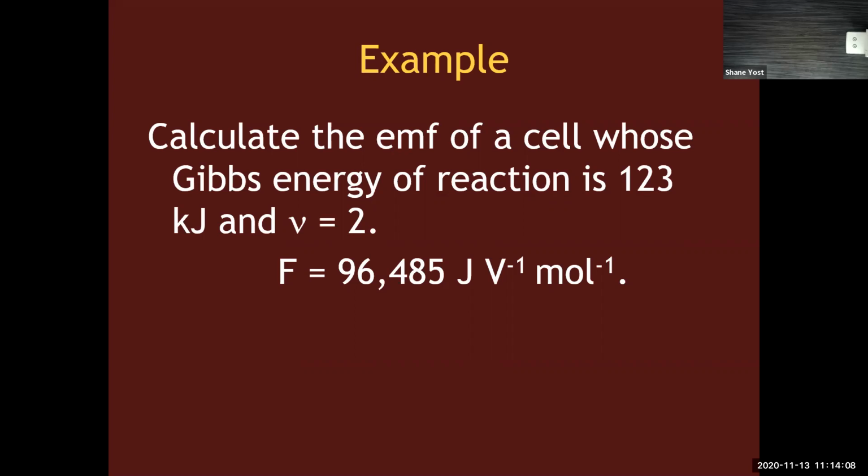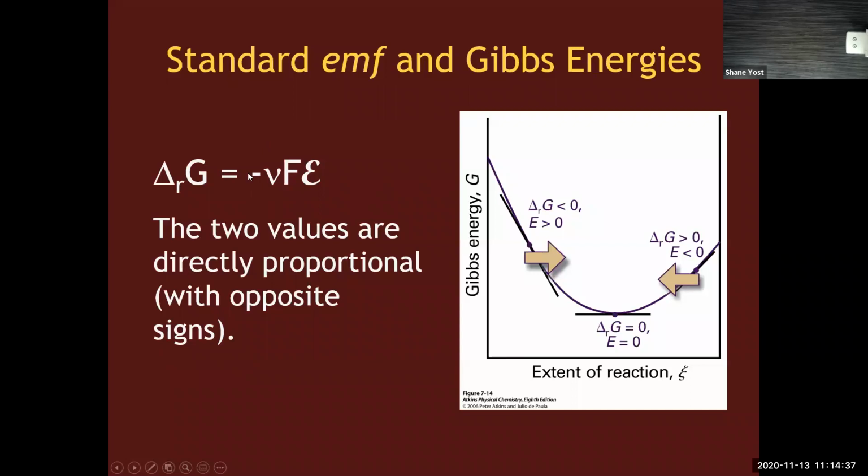You have the number? Negative 0.637. Yeah. So the cell potential is negative 0.637. You know it has to be negative because delta G is positive. And then to get this cell potential, you take the 123 kilojoules, times that by 1,000 to convert it to joules, then divide it by 2, and then divide it by Faraday's constant. And that will give you the cell potential just using this equation here.